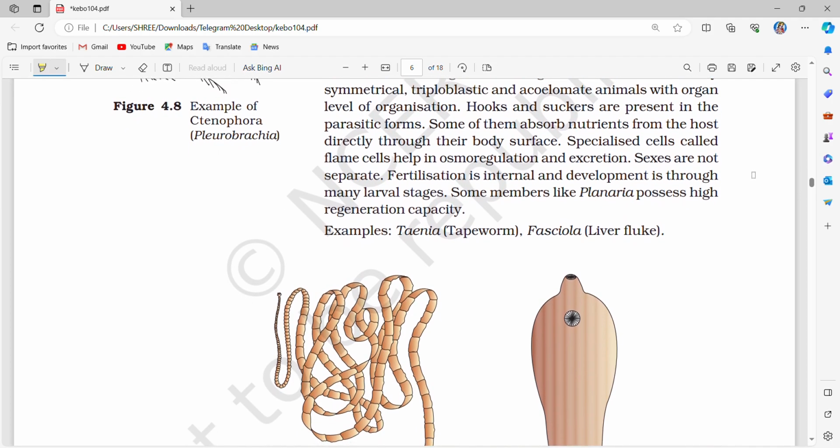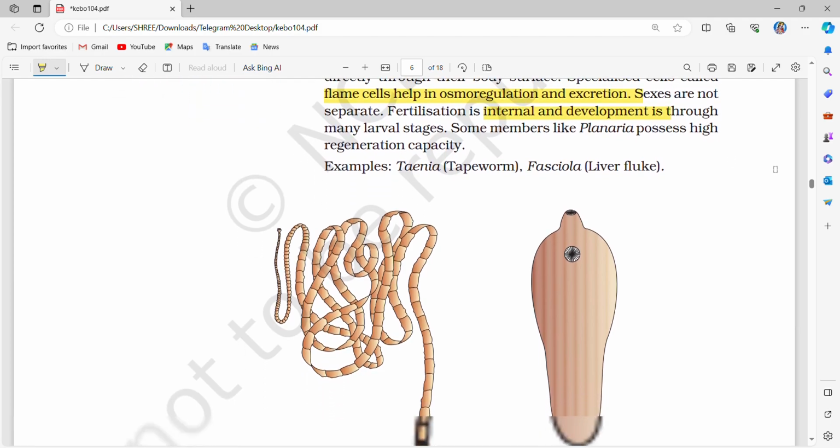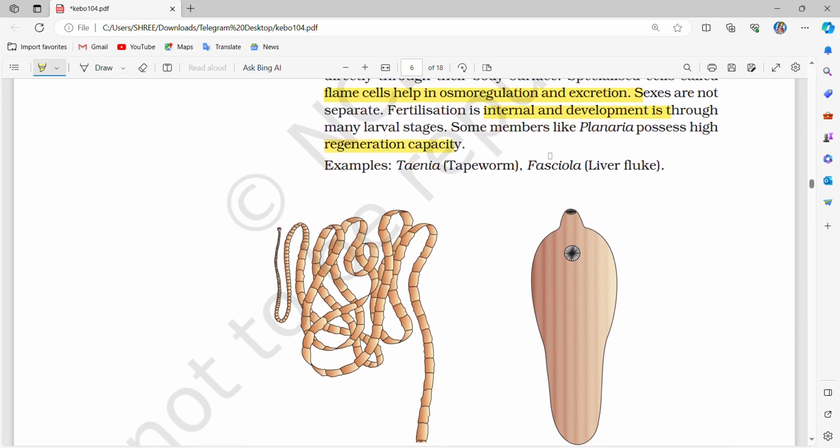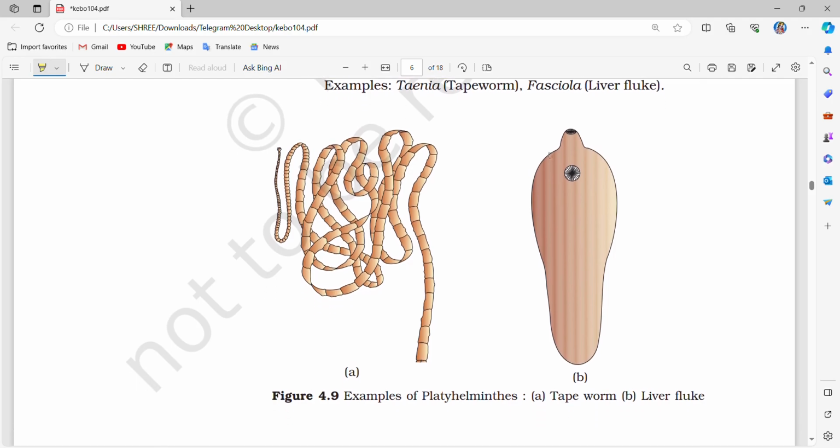Some of them absorb nutrients from the host directly through their body surface. Specialized cells called flame cells help in osmoregulation and excretion. Sexes are not separate. Fertilization is internal and development is through many larval stages. Some members like Planaria possess high regeneration capacity. Examples: Taenia, tapeworm, Fasciola, liver fluke.